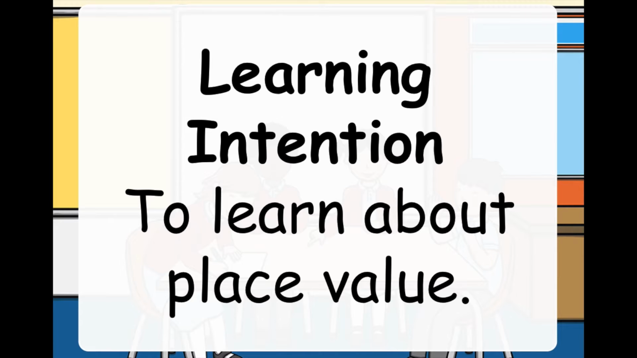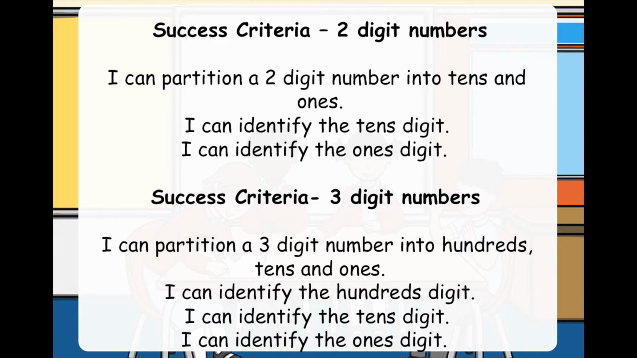Our intention for today is to learn about place value. Our success criteria is: I can partition a 2-digit number into tens and ones, I can identify the tens digit, and I can identify the ones digit.